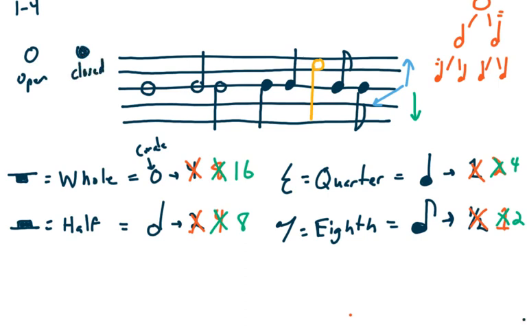Now, then stem, which is here. Almost all of them have a stem. And then flags, which only eighth notes have, and some other notes you don't know yet. Okay?